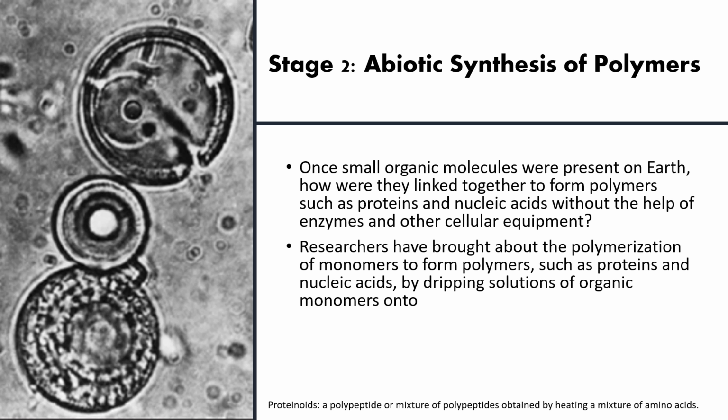What they do is they take these monomers and drip the solutions of the organic monomers on either hot sand, clay, or rock, which would have been present on the very early planet, and they are able to make what they call proteinoids. In this black and white image, these are proteinoids, which are a polypeptide or mixture of polypeptides obtained by heating a mixture of amino acids. So there was no enzyme involved in the creation of these polymers.